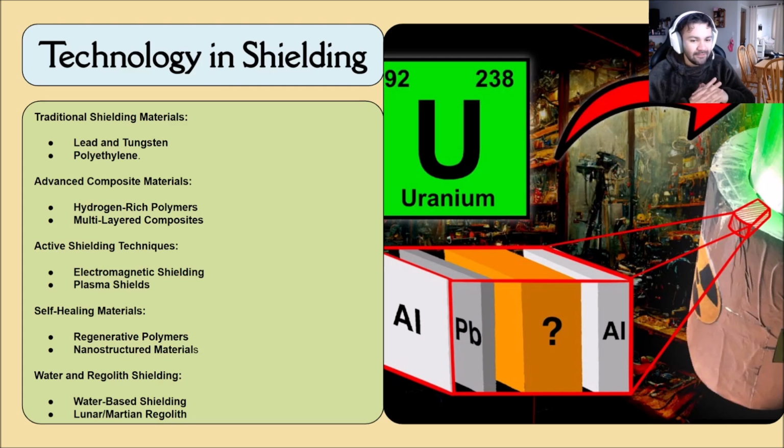There are a few advanced shielding techniques. One of them is electromagnetic shielding. Same principle as having a magnetic core or a metal core for Earth, where we have a magnetic field that protects against space weather. This is the same thing. We could generate an electromagnetic field around a habitat or a spacecraft that we're traveling in. So that could create an area of protection, right?